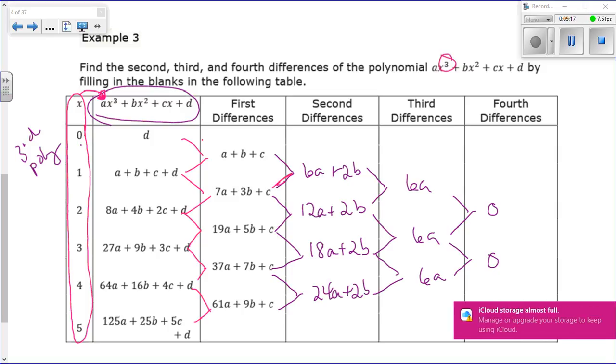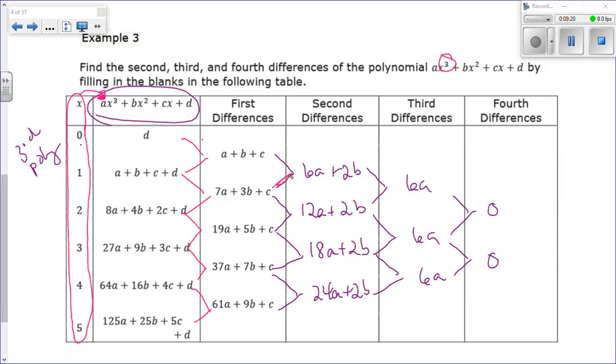So this time I'm going to subtract these two right here, and I get 6a plus 2b. When I subtract these two, I get 12a plus 2b. When I subtract those two, I get 18a plus 2b. And when I subtract those two, I get 24a plus 2b.